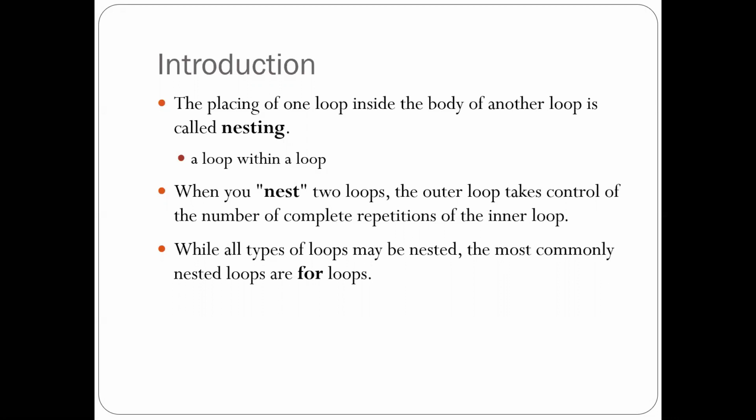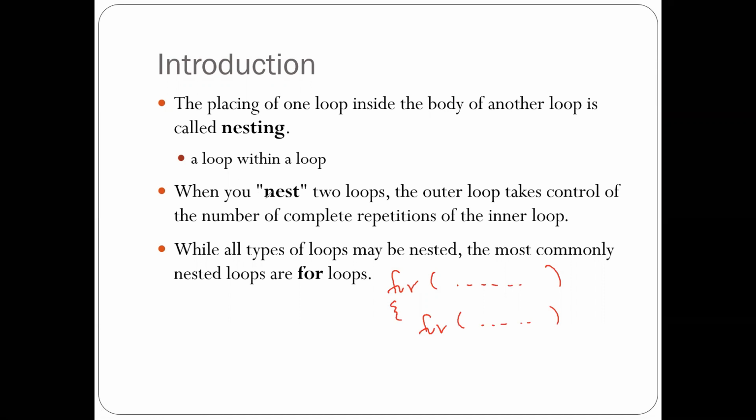Ingatlah, dia macam sarang lah. Okay, sarang luar, sarang dalam. A loop within a loop. When you nest two loops, the outer loop takes control of the number of complete repetitions of the inner loop. Maksudnya, loop yang dekat luar tu, okay, contoh. Contoh kita ada for di luar. Lagi satu dia ada for di dalam.